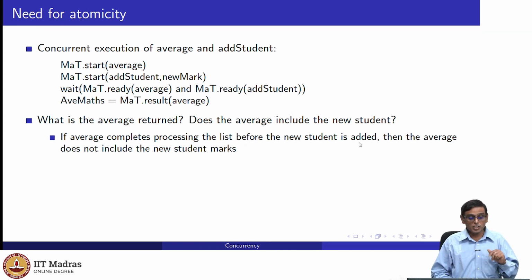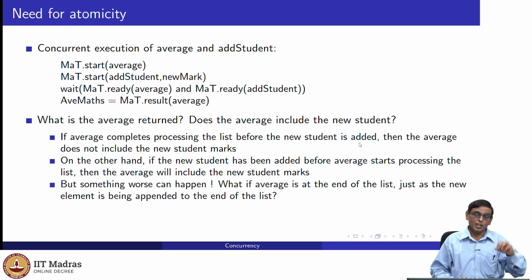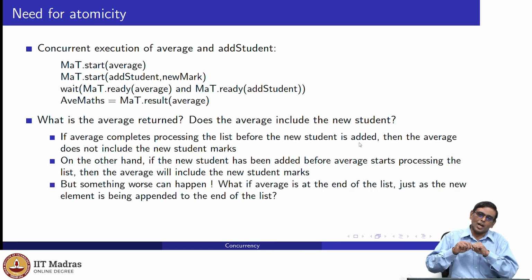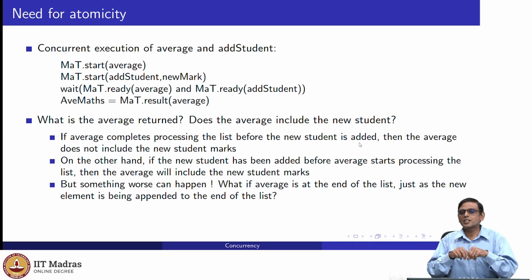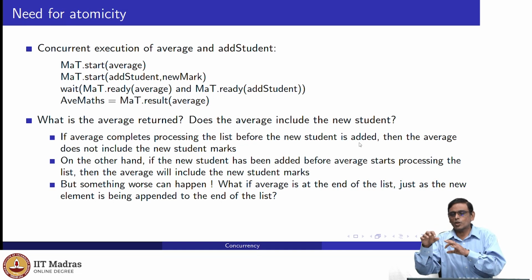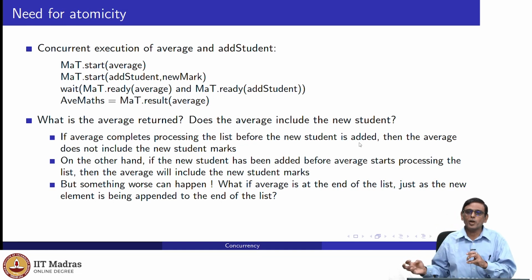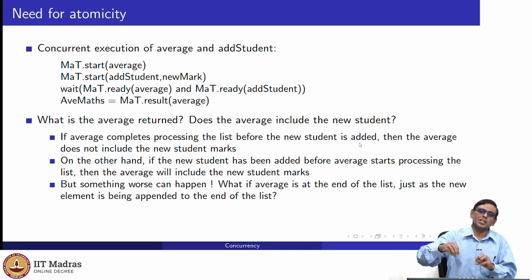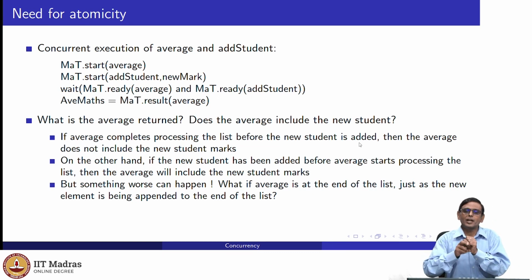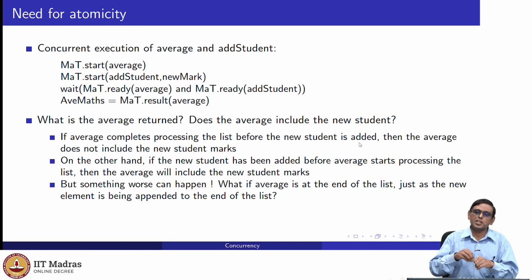But something worse can happen, right? What happens if average is processing the list? It has come to the last element in the list, and it is going to check whether that last element is indeed the last element, which means it's coming to the end of the list. At this point, add student starts inserting the element into the list. So while one guy is trying to read the end of the list, another guy is trying to change the end of the list. What will happen here, we don't know.